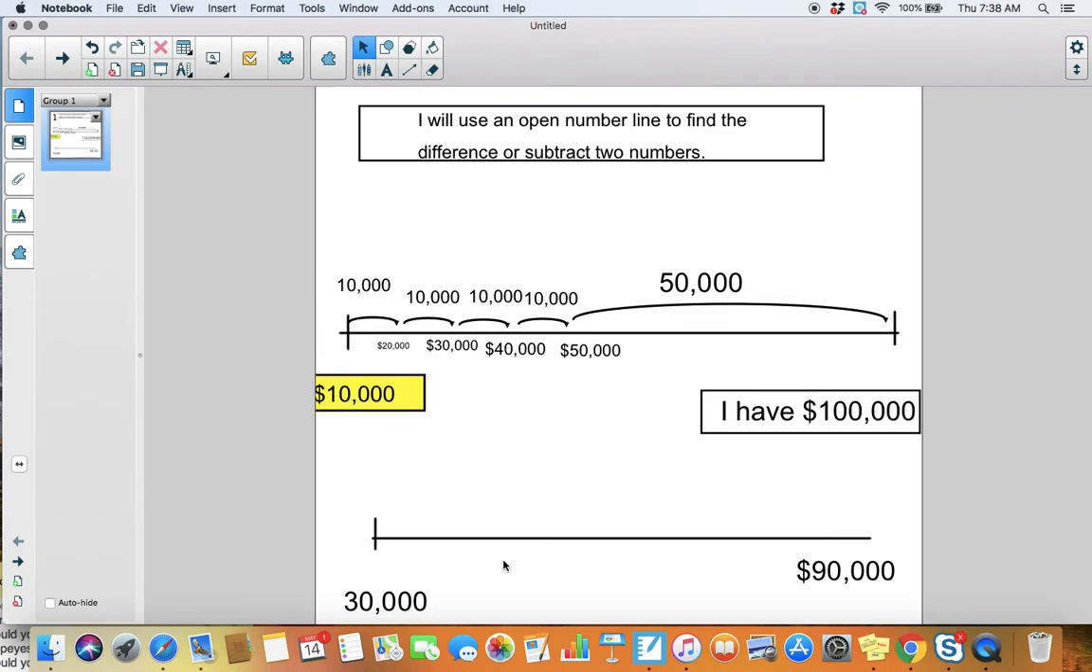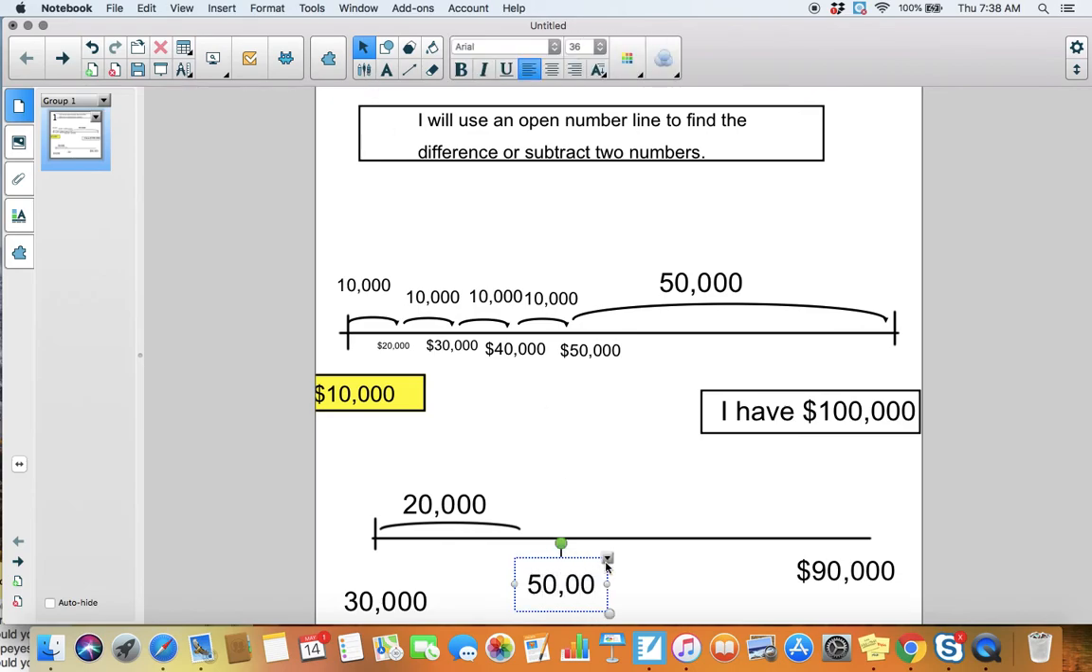So now I'm going to jump up from 30,000 to 90, and I'm going to go 20,000. And that'll bring me to 50,000. That goes on the bottom. And then I'm going to go from 50 to 90. 5, 6, 7, 8, 9. That would be 40,000.